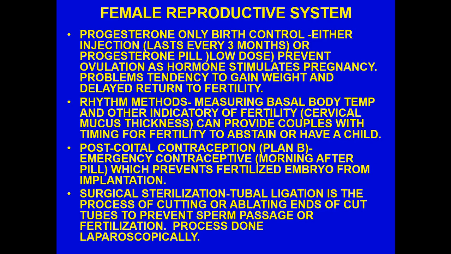Now, progesterone-only birth control pills. What you usually have is either an injection or a low-dose progesterone pill. Now, here's the principle. Progesterone is basically fooling the body to think that it's pregnant when it's not, and therefore it suppresses ovulation, and so this basically works for a while.